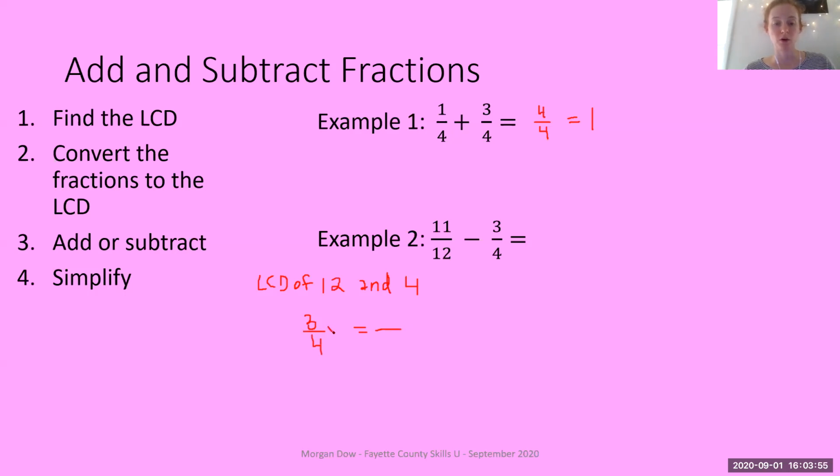So what do we need to multiply 4 by to make it a 12? Well, we need to multiply it by 3, right? 4 times 3 gives us 12. And so we do the same thing to the numerator. 3 times 3 gives us 9. So 3/4 means the same thing. It is equivalent to 9/12. Okay, so both of my fractions now have that least common denominator. Now I'm ready to do my subtraction.